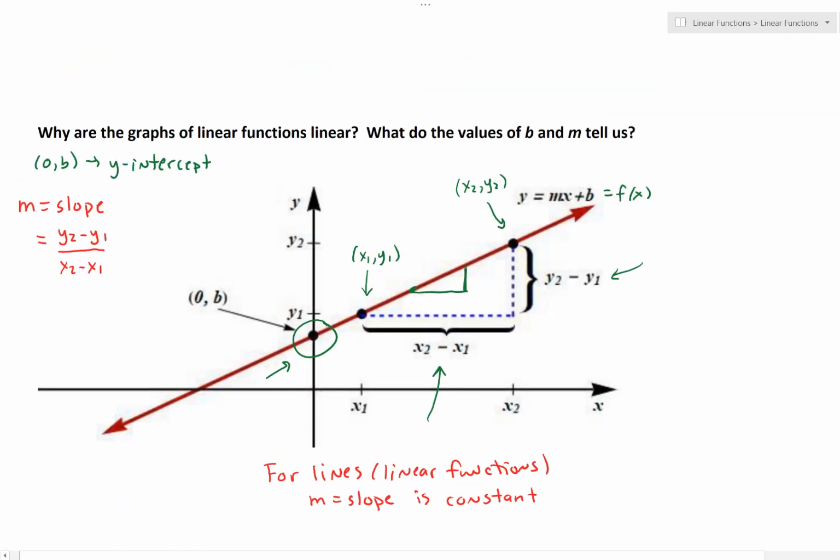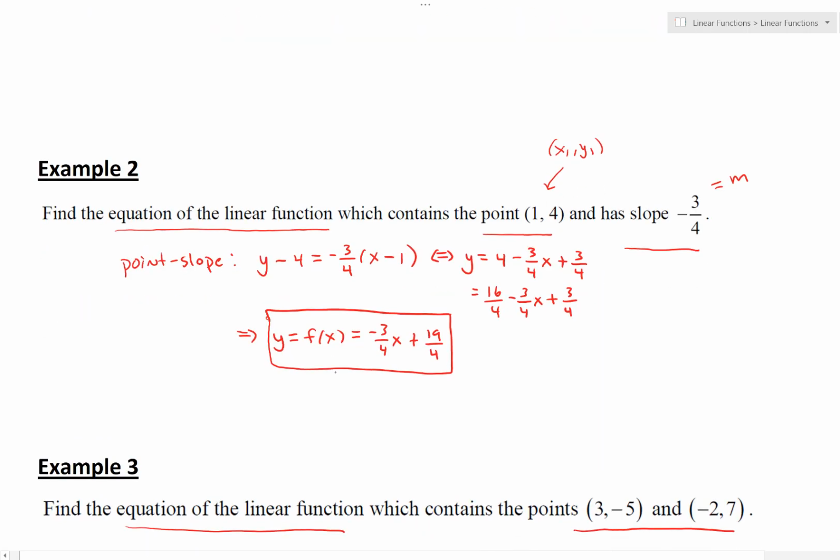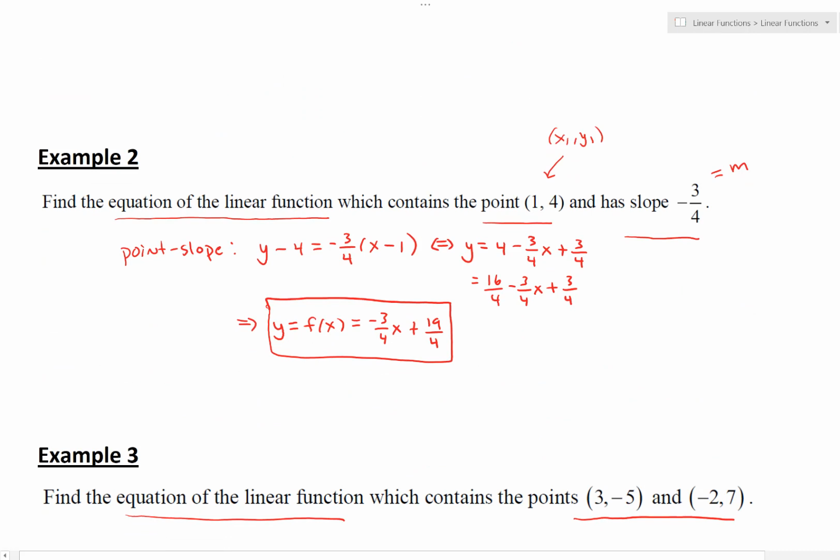If we have 2 arbitrary points on the line, we can take the change in the outputs and divide it by the change in the inputs to get that corresponding slope. And then we'll use the other point on the line, choose whatever one we want, to use the point slope form and find the equation of the function. So that's what we're going to do.